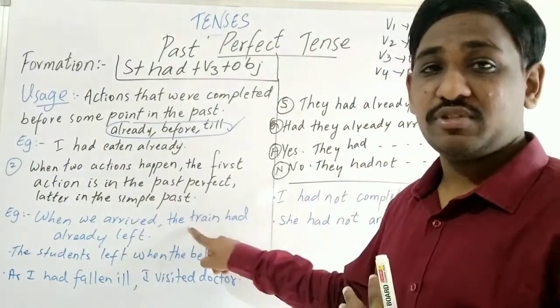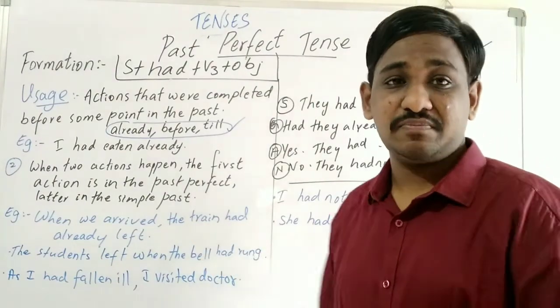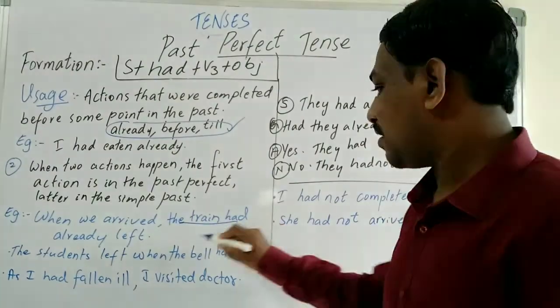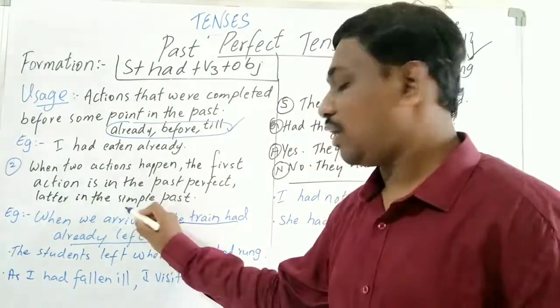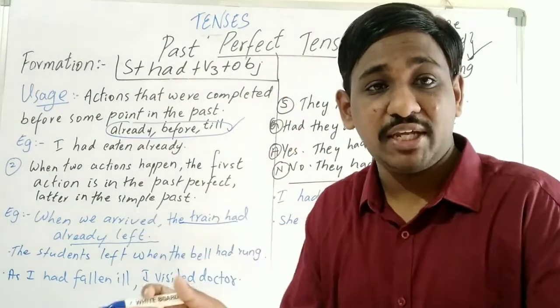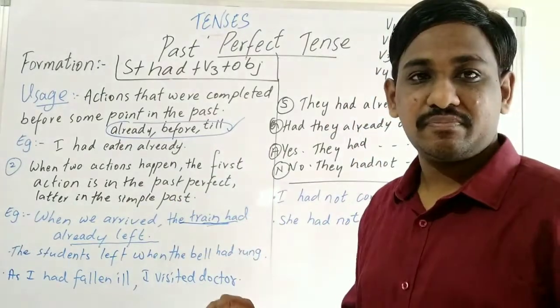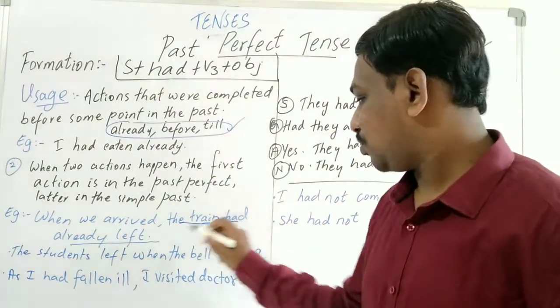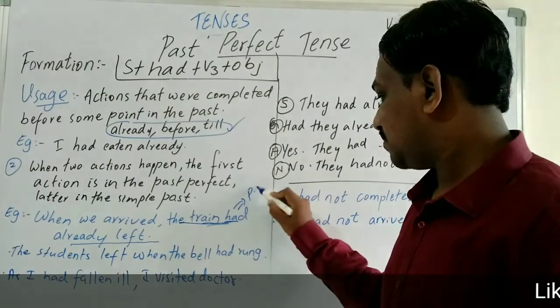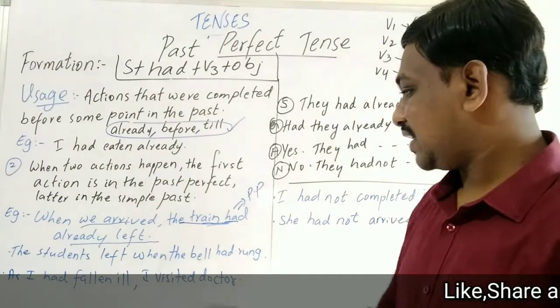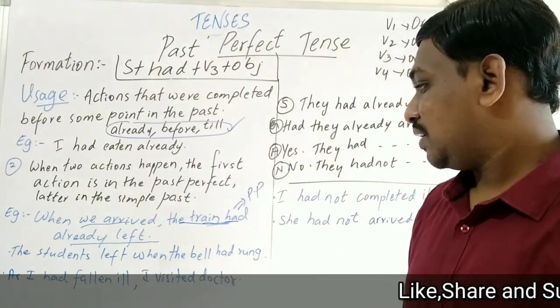When we arrived, the train had already left. Which is the first action? The train had already left. When you arrived there, you did not find the train. So the train had already left. So this is the first action. So had left, you used it in the past perfect. The latter action is in the simple past. So let us see the next sentence.